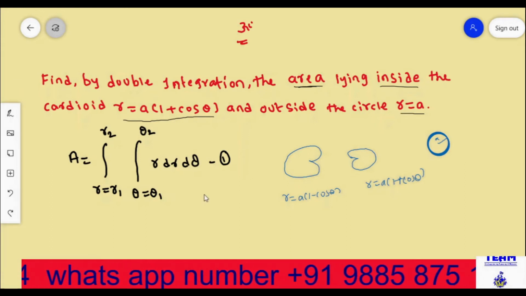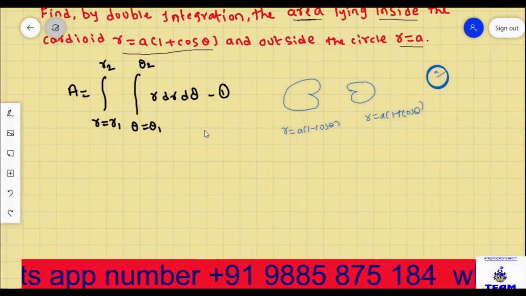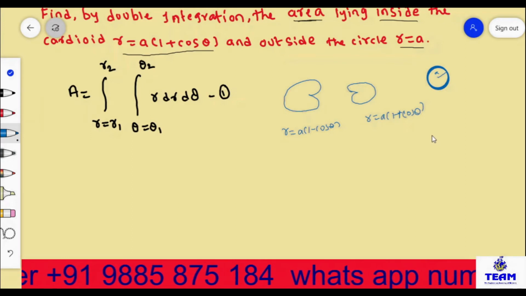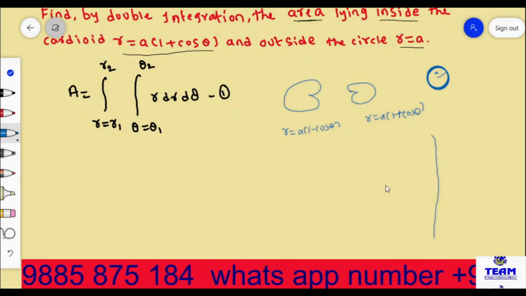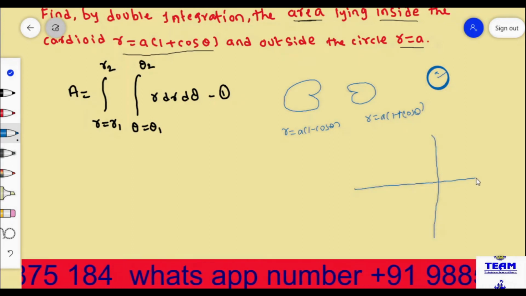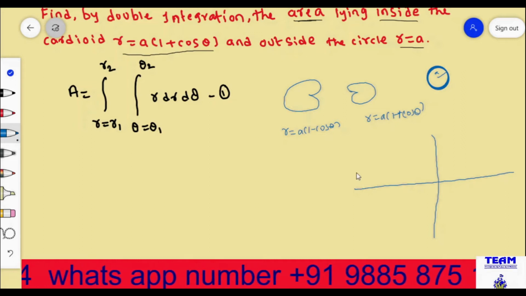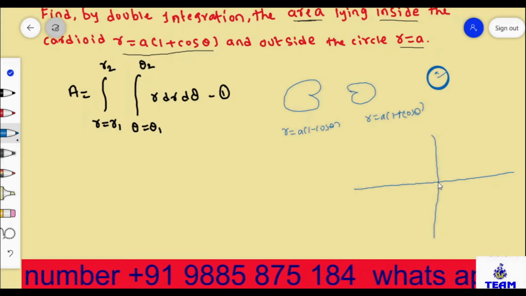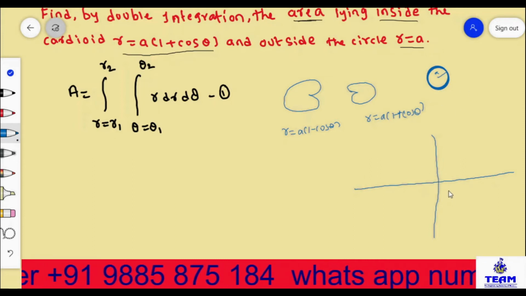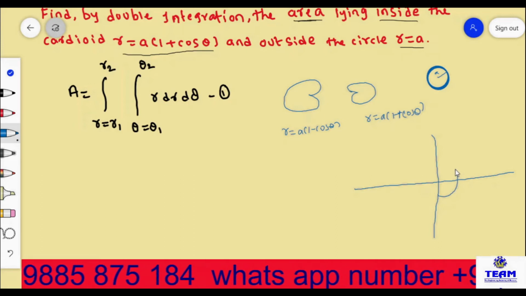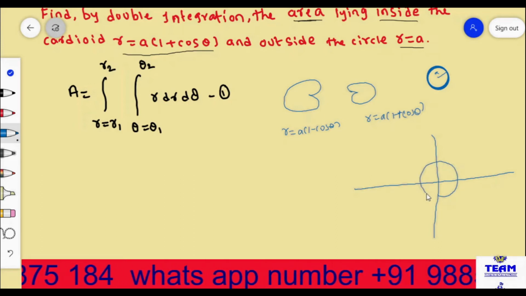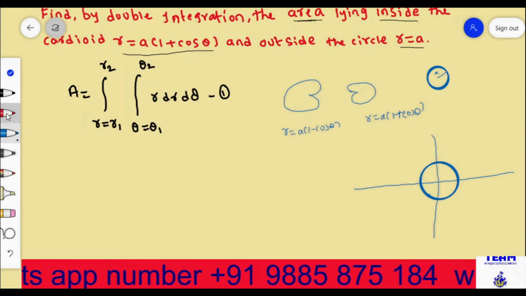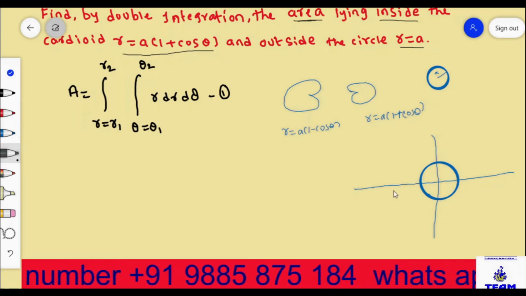How can we find the region? First, draw the x-axis and y-axis. I am drawing here; treat this as the y-axis and this as the x-axis. Not exactly, just a rough figure. First I will draw r = a, which is better for me. Right, this is a circle. Now I am drawing r = a(1 + cos θ).